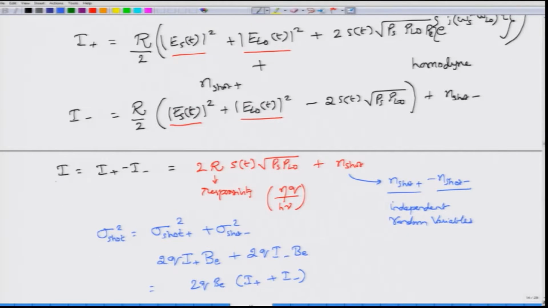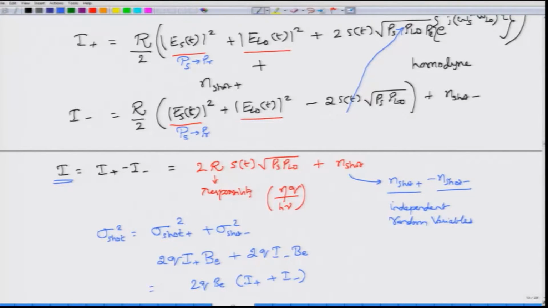In order to obtain the overall photocurrent you have to subtract the two, but when it gets to the noise variances I plus adds on to I minus, right. So when you add them, these terms will vanish, because these terms are of opposite signs. This one is the power that you are seeing in the received signal. Actually this should be rewritten as P received, okay.